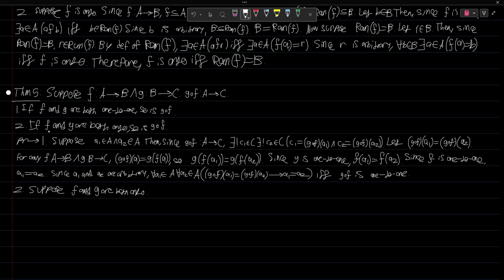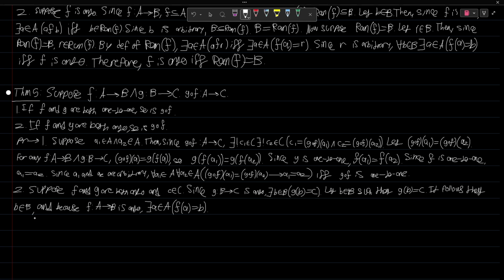Now to prove the second statement, we first assume obviously that f and g are both onto. We then suppose that c is an arbitrary element of C. Then since g, which is a function from B to C, is onto, this means that there must exist a b in B such that g of b is equal to c. Using existential instantiation, we let b be an element of B such that g of b is equal to c. Then it follows that b is in B, and because b is in B and f being a function from A to B is onto, that means, by definition of onto, there must exist an a in A such that f of a is equal to b.